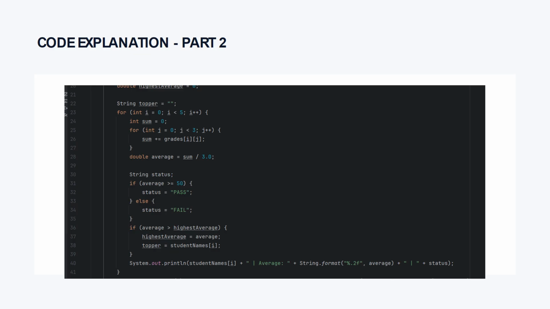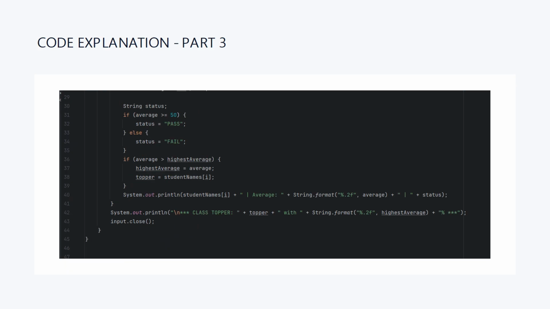Lines 30 to 34 contain the if else decision. If the average is 50 or above, the status is set to pass, otherwise it's set to fail. Lines 35 to 38 contain an if decision that checks if the student's average is higher than the highest average. If yes, it updates the highest average and sets the topper to the current student name. Slide 9.